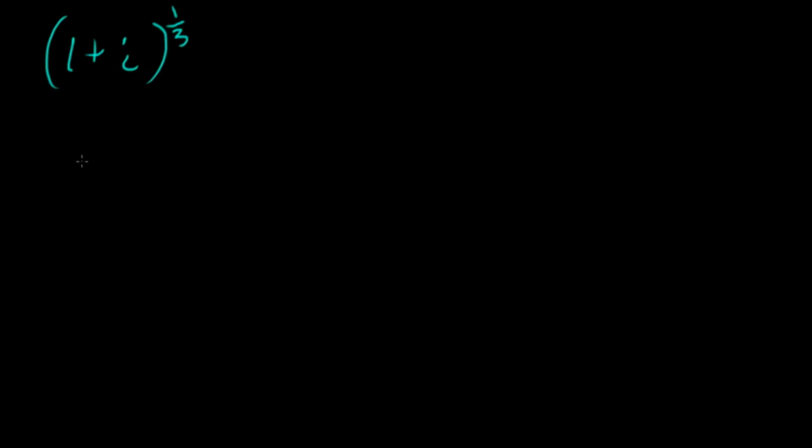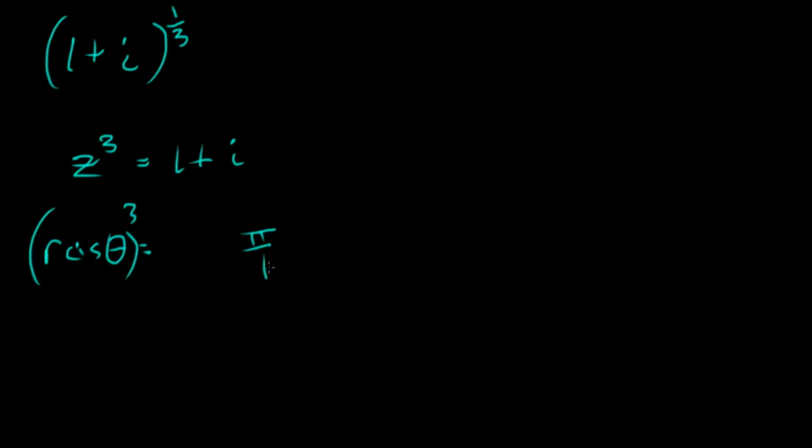I want to figure out what complex number, when cubed, gives me 1 plus i. That's what this boils down to. All right. R cis theta cubed. What is 1 plus i in polar form? That's going to be pi over 4, or any multiple of 2 pi k. And its magnitude is, what's that going to be? Root 2. There we go.